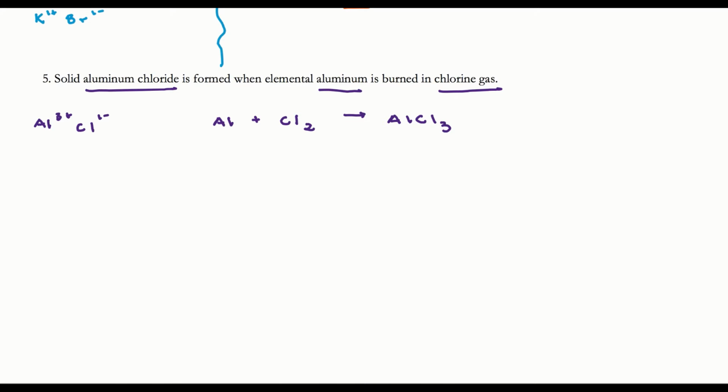I've got 1 aluminum, 2 chlorines, and 3 chlorines. So the only way to make 2 and 3 equal to each other is to make them both equal to 6. So for my reactant side, if I put a 3 in front of chlorine, that'll make it 6. And if I put a 2 in front of aluminum chloride, that will make it 6, because 2 times 3 is 6. But that does mess up my aluminums. I now have 2 aluminums on my product side, so I'm going to need to put a 2 in front of aluminum on my reactant side.